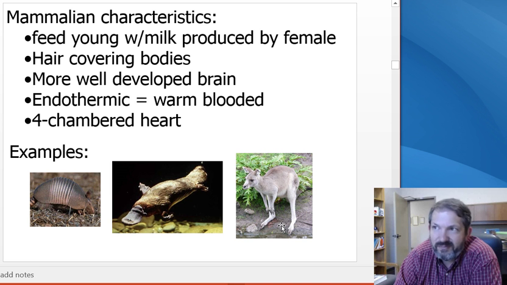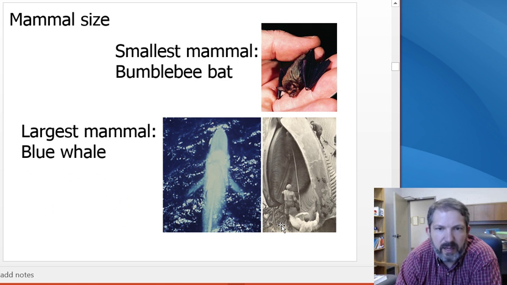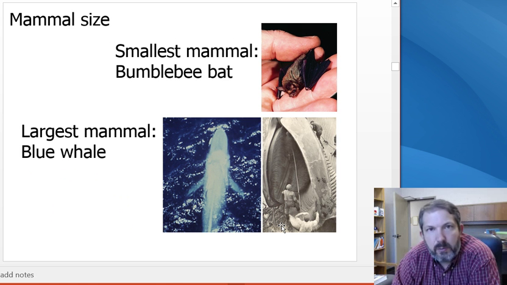So, marsupialism is cool, much easier on the mom to give birth to a jelly bean, but apparently having a placenta is better. Survival advantage. The smallest mammal is a tiny little bat, a bumblebee bat, and there's also a shrew that's competing for tiny little shrew.